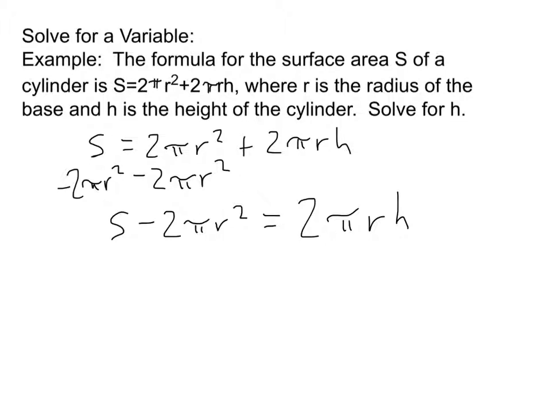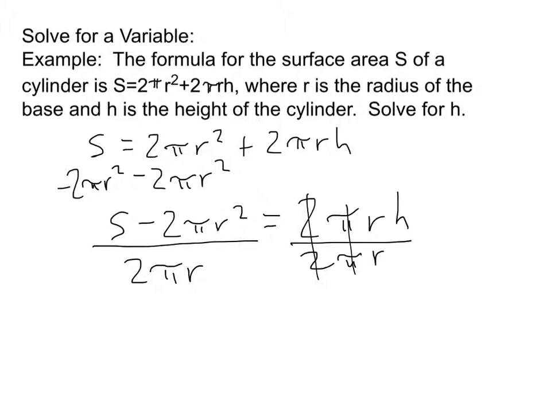Now we need to still get rid of that 2 pi r h. All of those are multiplying the h. So to get rid of multiplication, we do the inverse function, which is division. So divide by 2 pi r, and divide this whole thing by 2 pi r. Okay, so 2 divided by 2 is 1. Pi divided by pi is 1. R divided by r is 1. 1 times 1 times 1 times h is just h. So h equals s minus 2 pi r squared over 2 pi r.